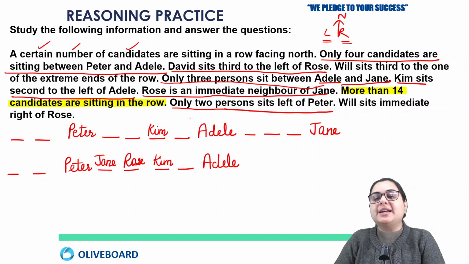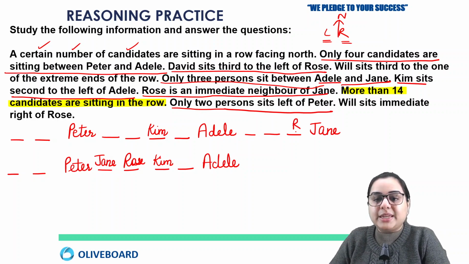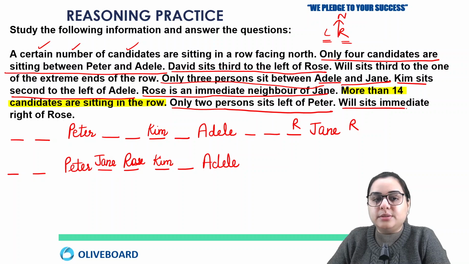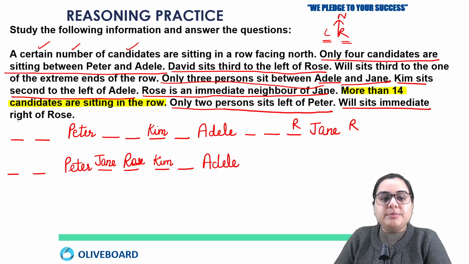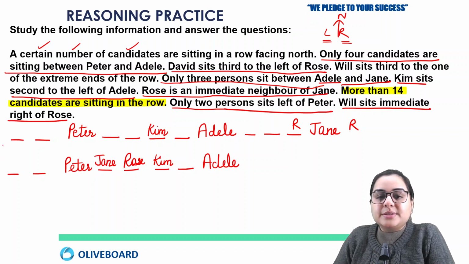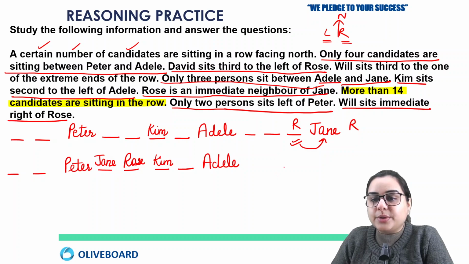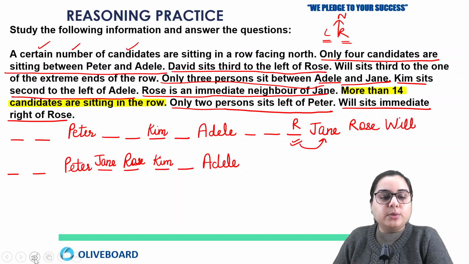So here there is information that Rose is an immediate neighbor of Jane. Okay, so if Rose is an immediate neighbor of Jane, we can either write Rose here or Rose can be written here. But we have this information also that Will sits immediate right of Rose. So where am I going to write Rose then? If I write Rose on this position, I will not be able to write Will towards immediate right of Rose. Okay, so for that I'll have to write Rose here. And immediate right of Rose I am going to write Will. Okay, so this is how we are going to fill Rose in the first possibility.